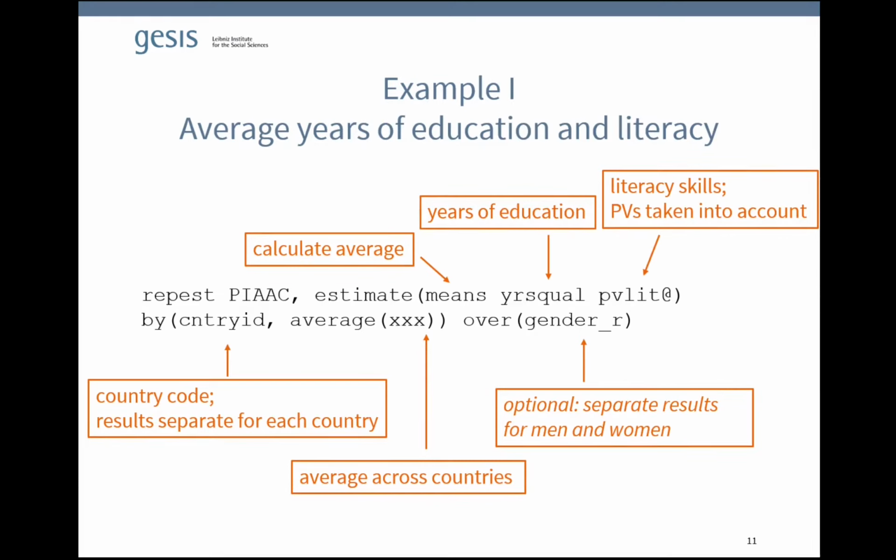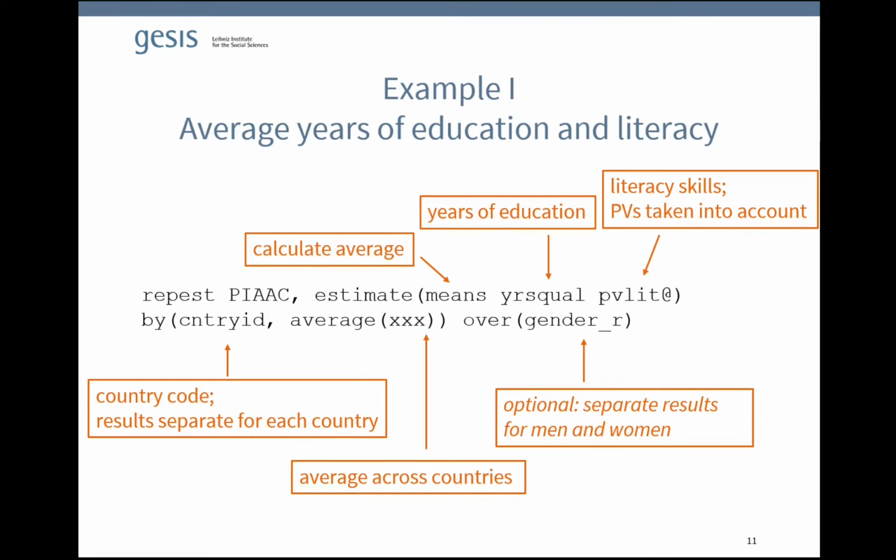We start with average years of education and literacy skills, and this is how the syntax should look like. On the left-hand side, we have the PIAAC keyword, so in this and all following examples, the plausible values and complex sampling design are automatically considered. The means command calculates the average. Yearsqual is a continuous variable on years of education. pvlit is the continuous variable on literacy.